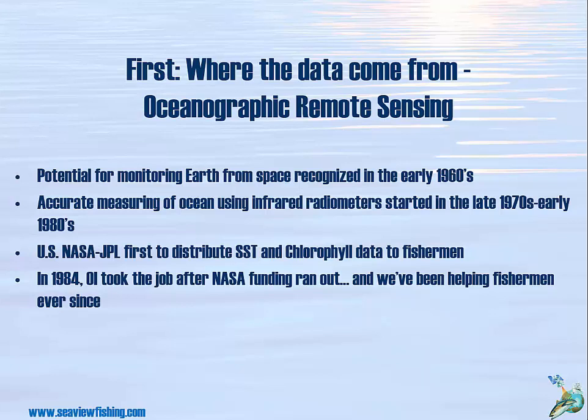The potential for monitoring Earth from space was recognized as early as the 1960s. Accurate measuring of ocean temperature using infrared radiometers started in the late 1970s and early 1980s. The United States NASA JPL was the first to distribute the sea surface temperature and chlorophyll data to fishermen. In 1984, Ocean Imaging took the job after NASA funding ran out, and we've been helping fishermen ever since.